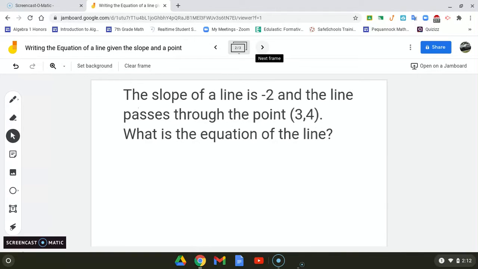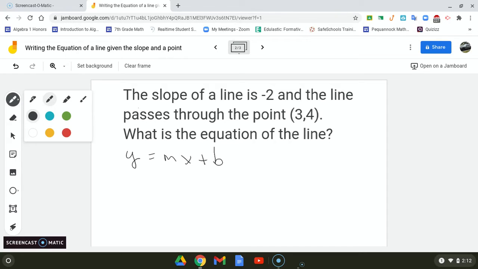The slope of a line is -2, and the line passes through the point (3, 4). What's the equation of the line? Well, we're going to do this in slope-intercept form. We're all familiar with that by now. So we know that we can write that equation as y equals mx plus b. And you're going to see that the only thing we're missing is b. We don't know what b is.